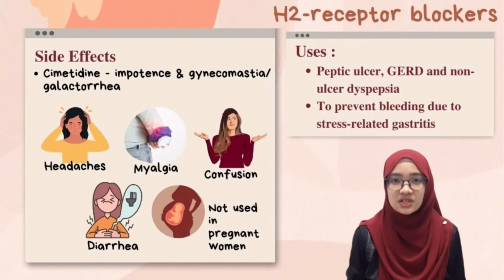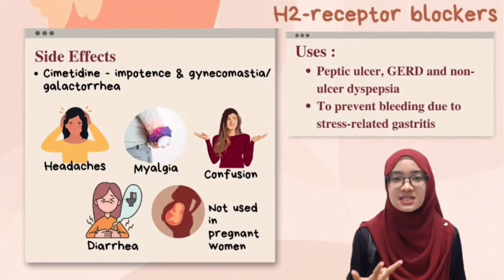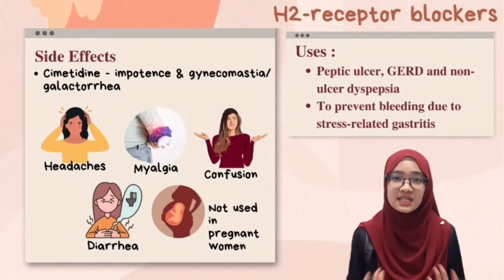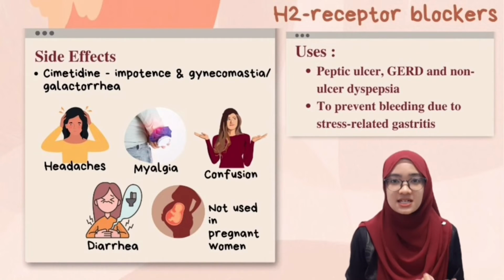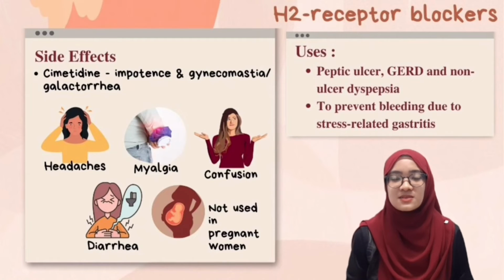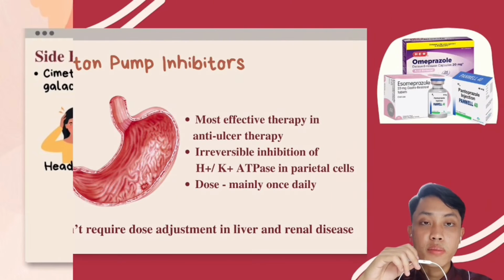H2 receptor blockers are used to treat peptic ulcer, GERD, and non-ulcer dyspepsia, as well as to prevent bleeding due to stress-related gastritis. The side effects include headache, myalgia, diarrhea, and confusion. It is advised not to use H2 receptor blocker drugs in pregnant women. It should be noted that cimetidine can cause impotence and gynecomastia or galactorrhea in men.